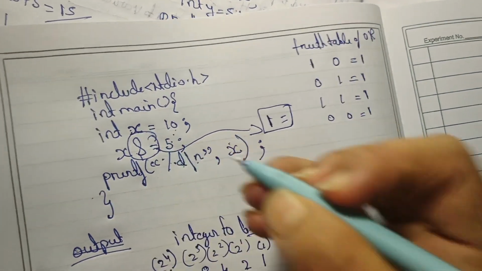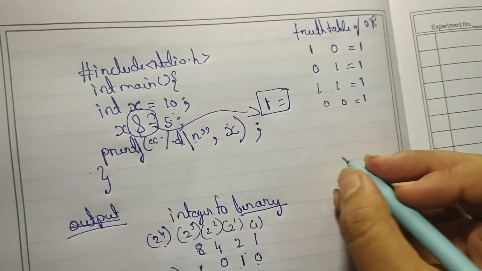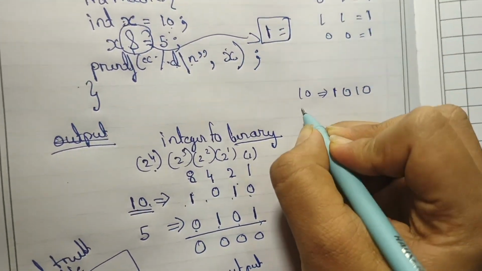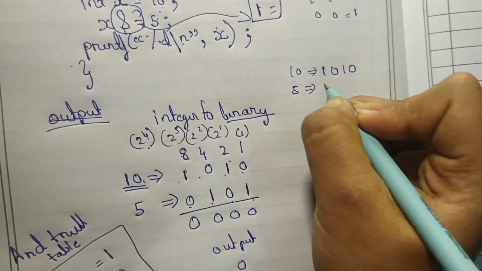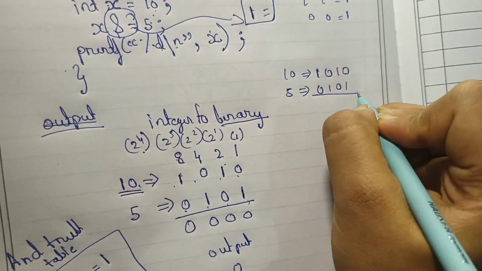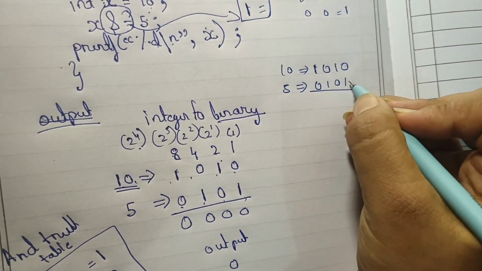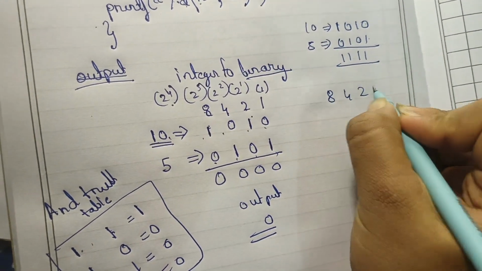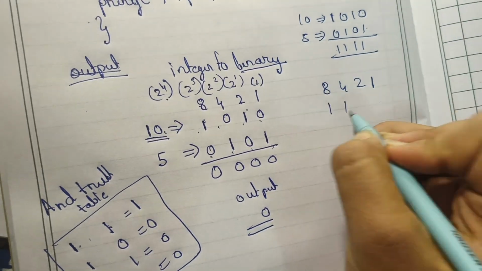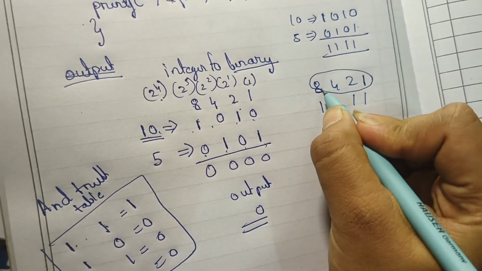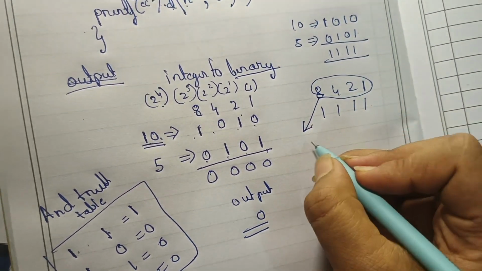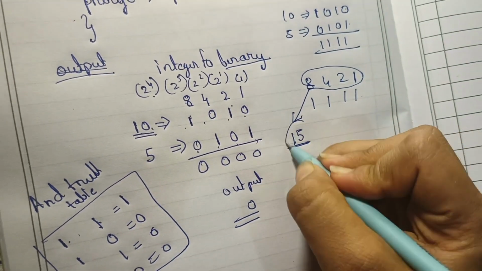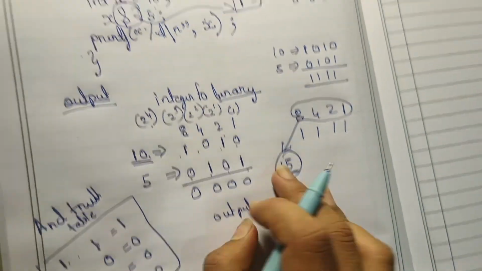We'll solve it for the same values. 10 is 1, 0, 1, 0. The binary values of 10 and 5 are 1, 0, 1, 0 and 0, 1, 0, 1. You can see one value is true in each position. So the answer will be 1, 1, 1, 1. Now 8, 4, 2, 1. If all the positions have 1, what is the sum of this? The sum is 15, right? 15 is the output for OR.